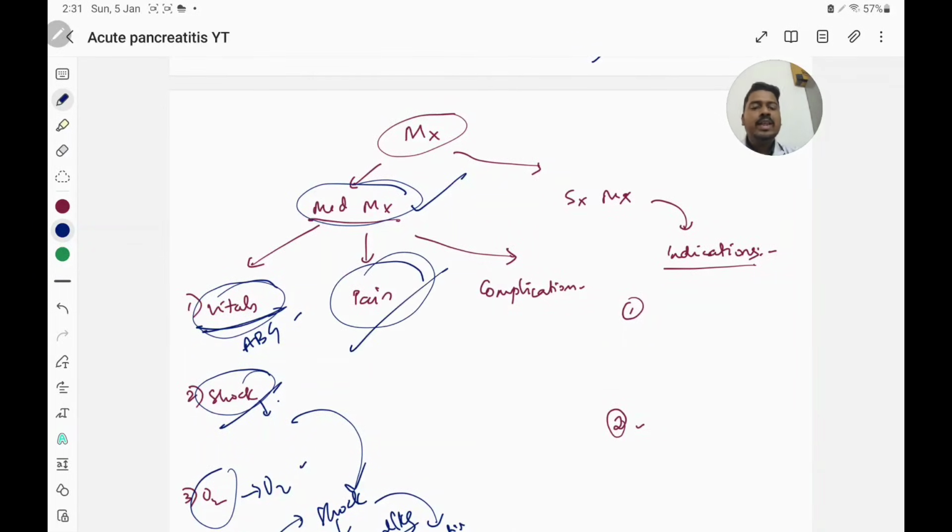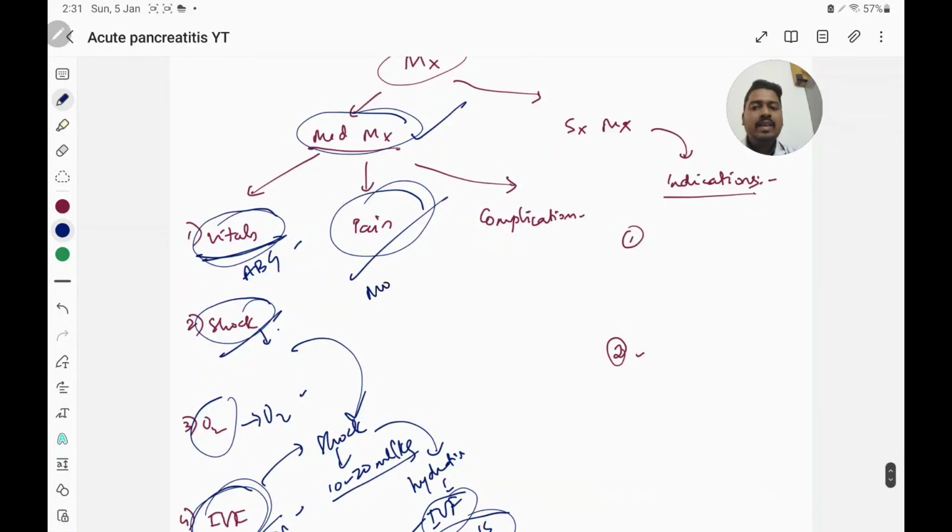Next, important management is pain management. Ideally we can use morphine or pethidine, okay. Initially we'll use first lines, like in our setting we usually use PCM and tramadol, okay, but opioids are the choice. Morphine is known to cause sphincter of Oddi dysfunction, so many experts avoid morphine, but pethidine is one more good choice, okay, pethidine or meperidine.